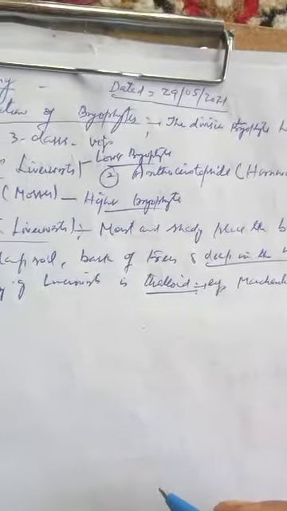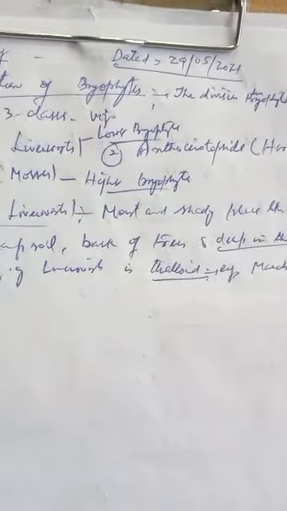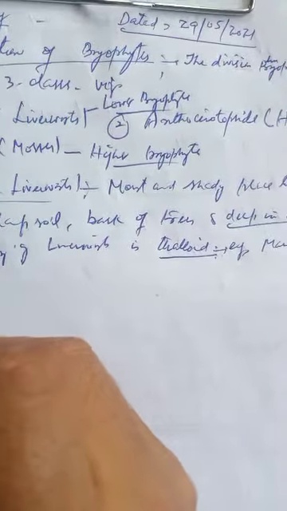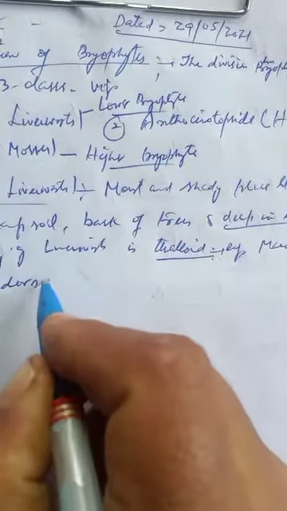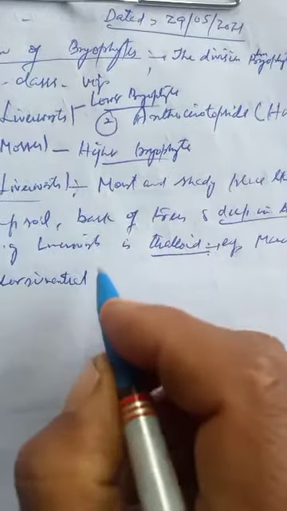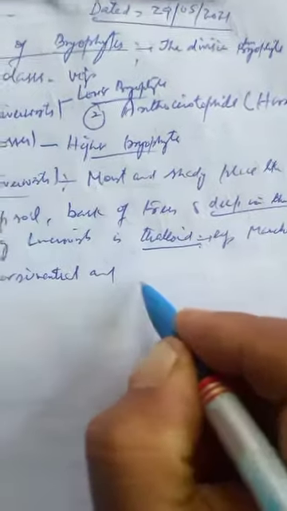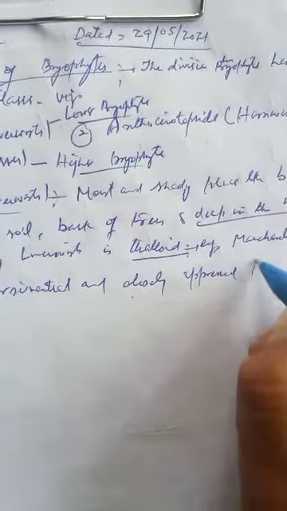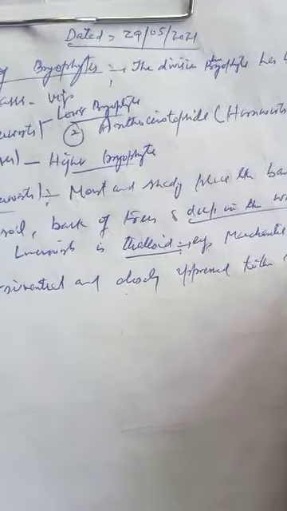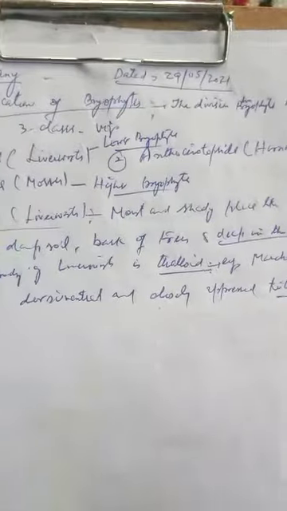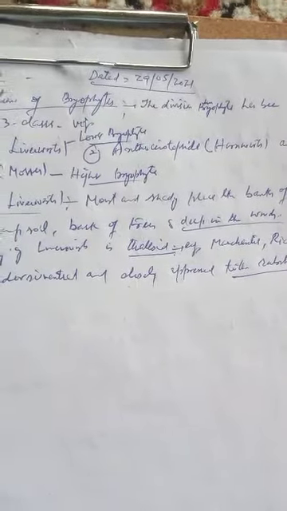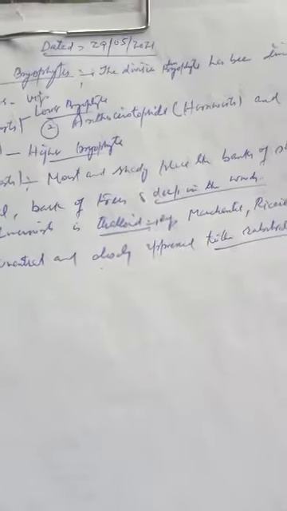Here the thallus is dorsiventral and closely appressed to the substratum. The thallus is dorsiventral and closely appressed to the ground, to the substratum. Mostly the plant body is thalloid, and the thallus is dorsiventral and closely appressed to the substratum.